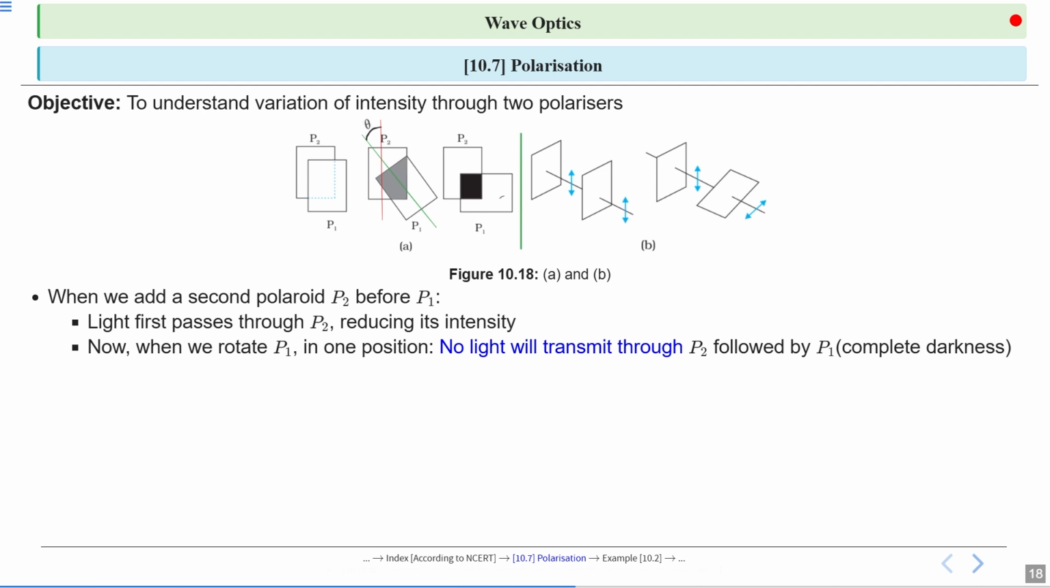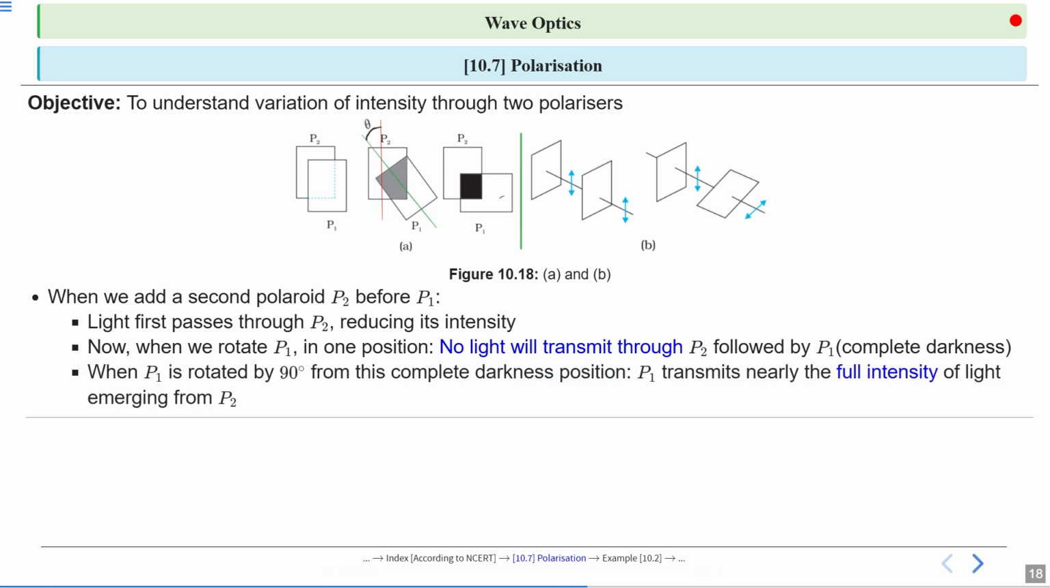Continuing from the position of complete darkness, if we rotate P1 by 90 degrees, something interesting happens. P1 will now transmit nearly the full intensity of light that emerges from P2. This clearly tells us how the relative orientation of polarizers can significantly affect the amount of light that passes through. So for one position, no light is transmitted, complete darkness, and when P1 is rotated by 90 degrees from that position, P1 transmits nearly the full intensity of light emerging from P2.